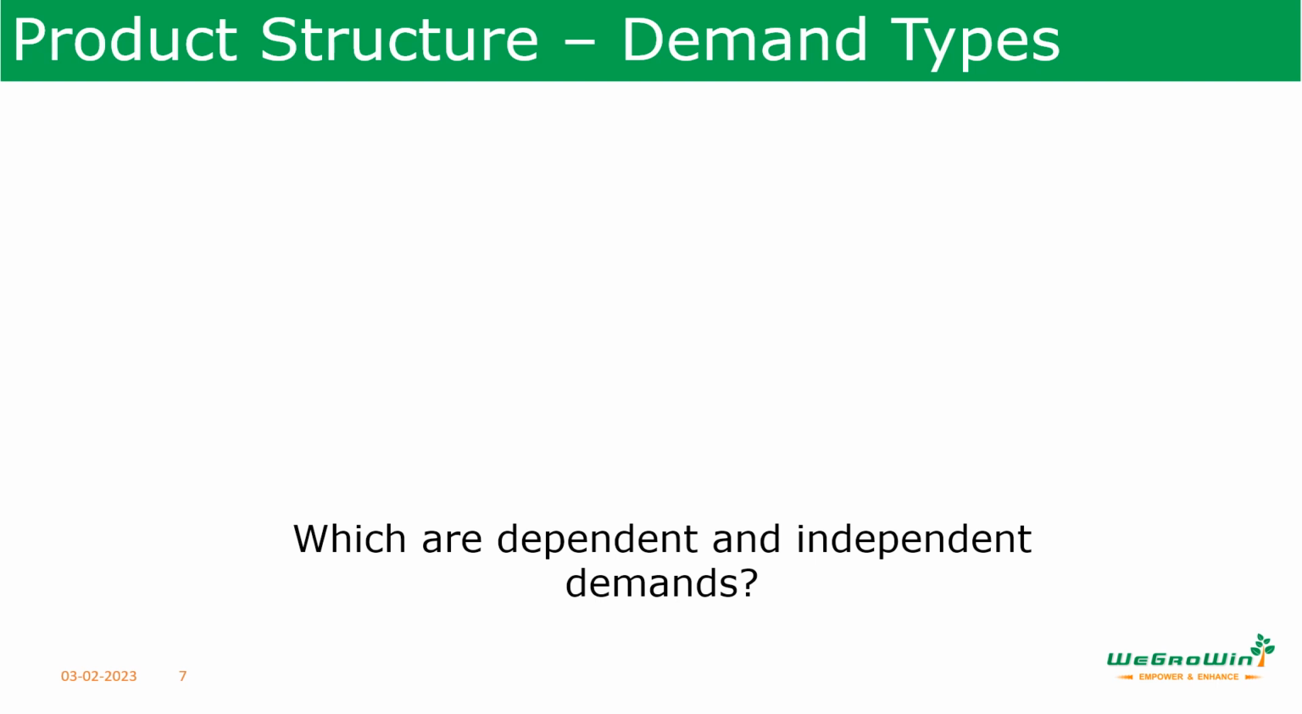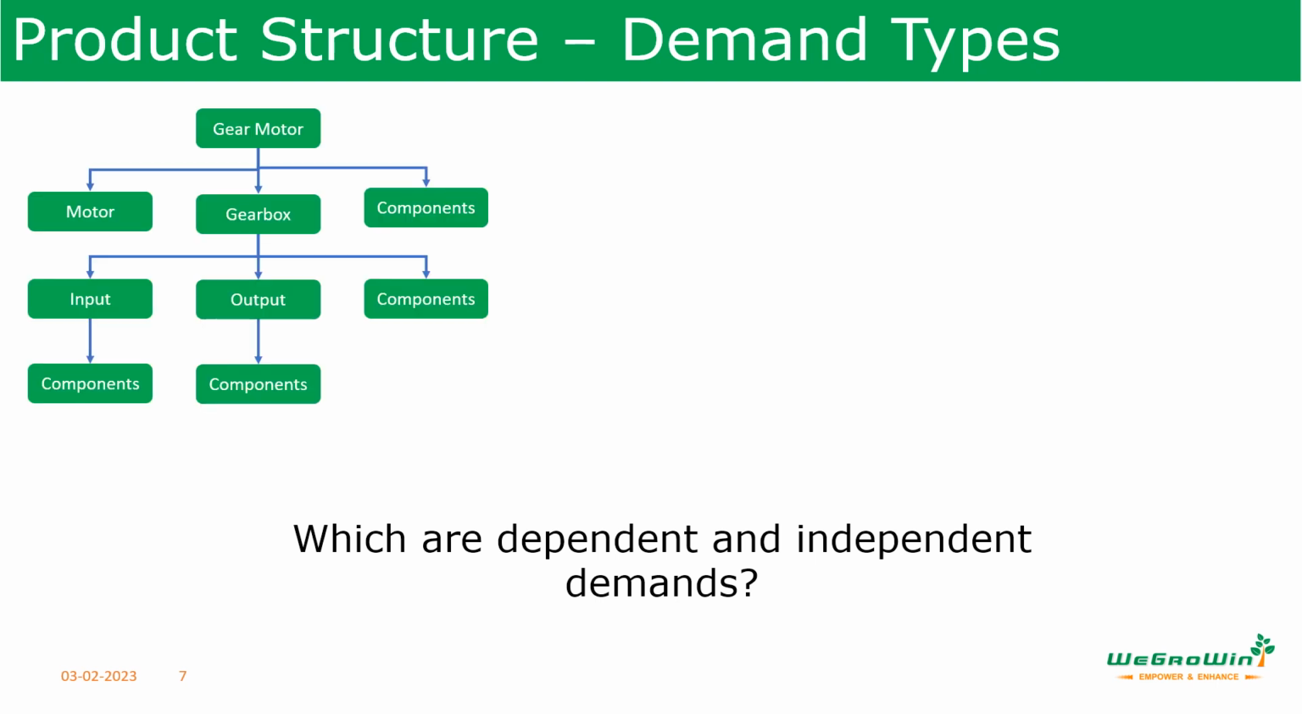Now let us see the product structure and understand what the demand types are. Here, you should try to understand what the independent demands are and what the dependent demands are. This is the structure of a gear motor. It is a gearbox and motor combination. A motor, a gearbox, and components are used to produce this. For the gearbox, there is an input subassembly, an output subassembly, and components. For input, some components are used; for output, some components are used.